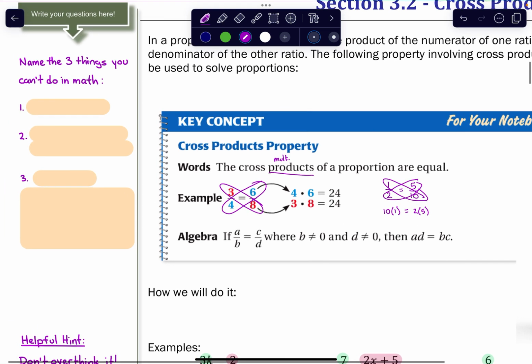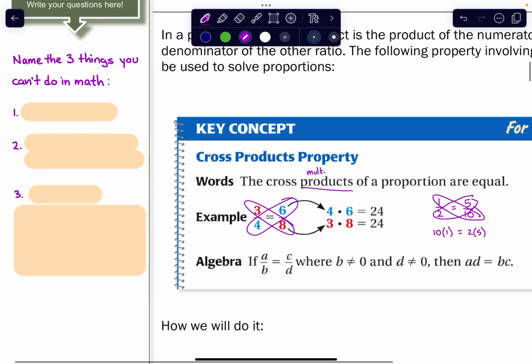So real quick, I'm going to show you guys this anyway, because if I was in class, everybody would think it's hilarious. It says B cannot be 0 and D cannot be 0. Then AD equals BC. So that's kind of what we're saying. We're going to multiply A times D and set it equal to B times C. And why are B and D not allowed to be 0?